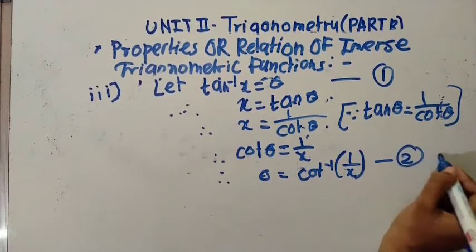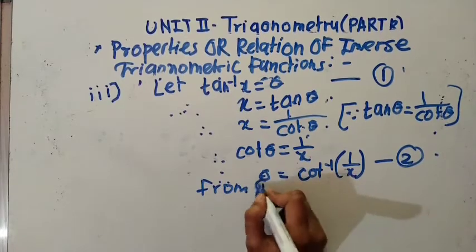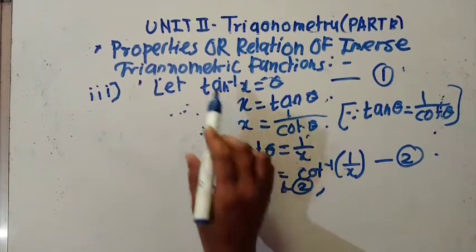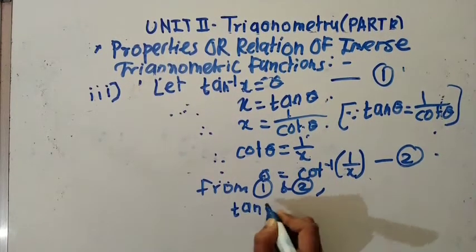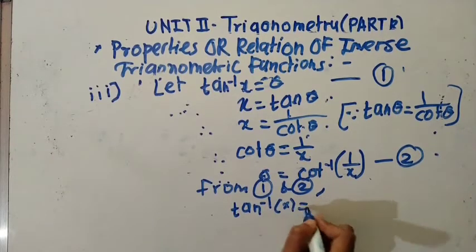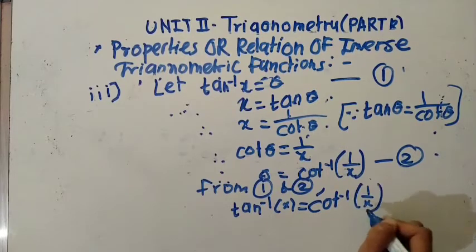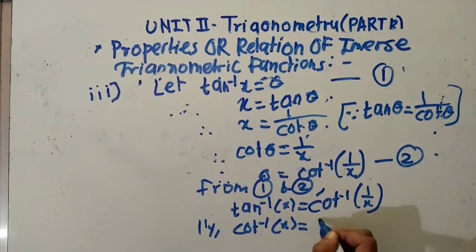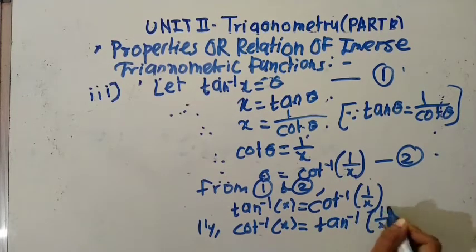This is the second equation. And from 1 and 2, theta is the same, so tan inverse of x is equal to this. So tan inverse of x is equal to cot inverse of 1 by x, and similarly we prove that cot inverse of x is equal to tan inverse of 1 by x.